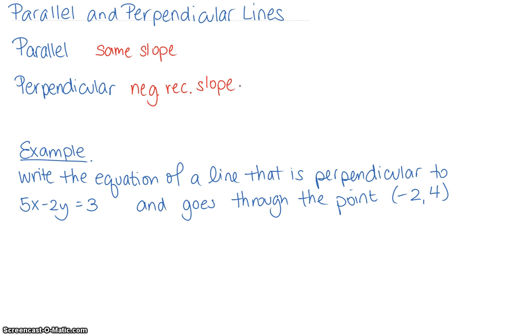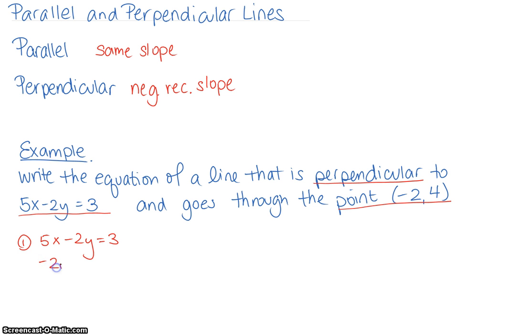So they may give you an equation of a line, like in this example here, 5x minus 2y equals 3, and they want an equation of a line that is going to be perpendicular, that goes through a particular point. So if we look at our first equation, which is 5x minus 2y equals 3, this is a line that we are trying to be perpendicular to. As of right now, you can't actually tell what the slope is, so you either have to put it into slope-intercept form, or you can just look at the coefficients of the x and y and see how they relate.